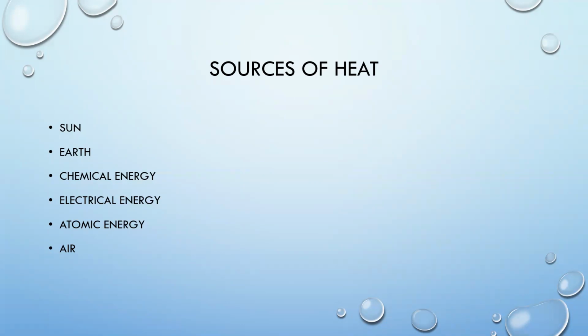Number 5, atomic energy. A huge amount of heat is produced in a very short time when the nuclei of some elements like uranium, thorium, etc. undergo fission. This is used in atomic energy projects. And number 6, air. A large amount of heat is present in the air around us. So these are the sources of heat.